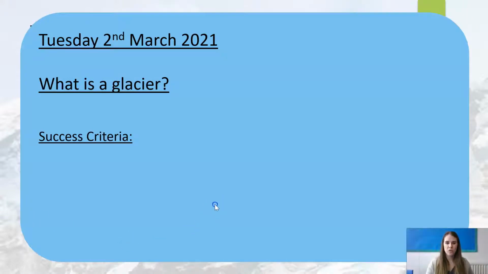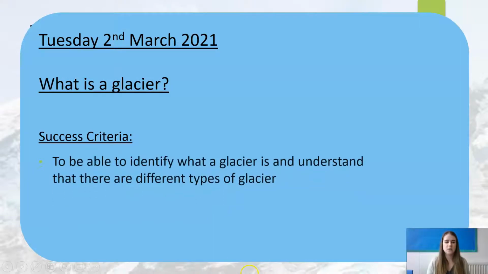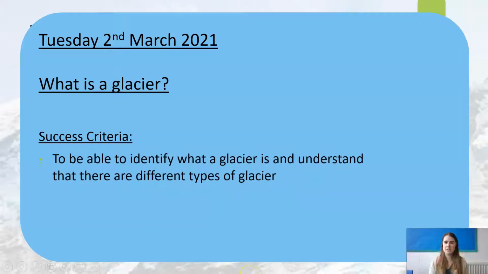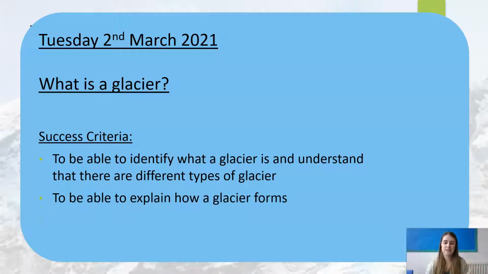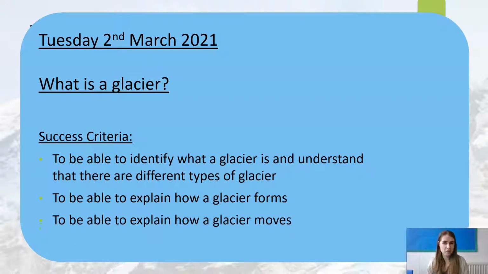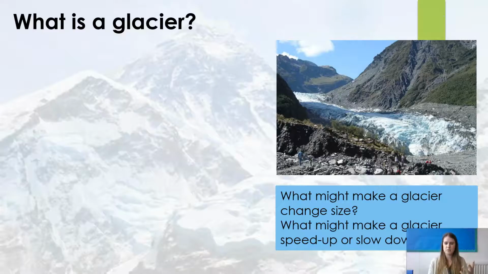So we're going to be looking at what is a glacier, okay? So we're going to have to look at identifying what a glacier is and understand that there are different types of glaciers. There's quite a few different types, so we'll see how well you catch up with it today. We need to be able to explain how a glacier actually forms, so how it starts, how it forms, how big it gets, but then we also need to think about how it actually moves, because believe it or not, glaciers move. Okay, they may move very quickly, they may move very slowly, but it's not always apparent to the naked eye to be able to see. Okay, so we're going to look at how they move as well.